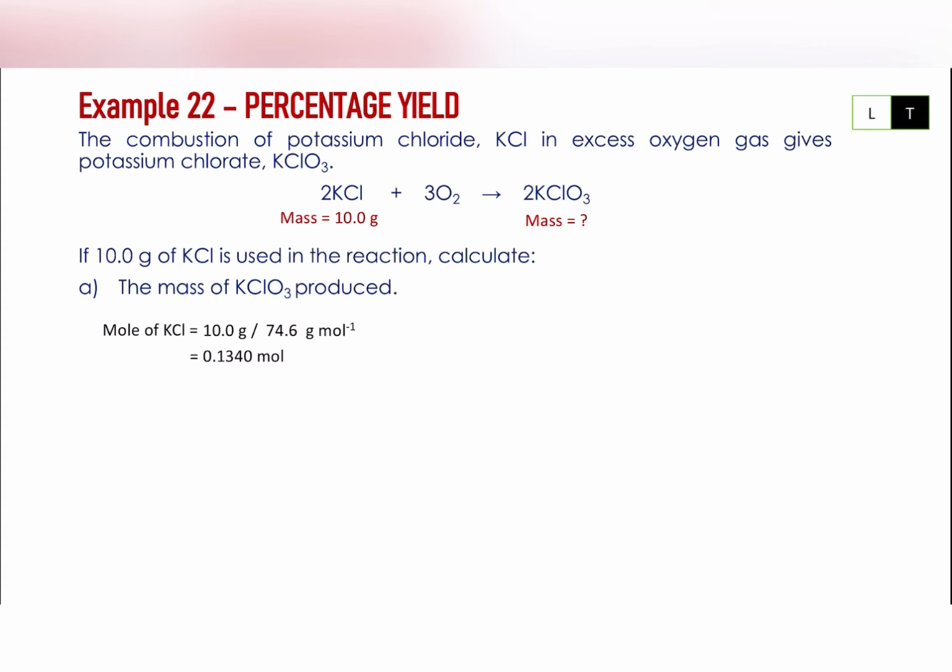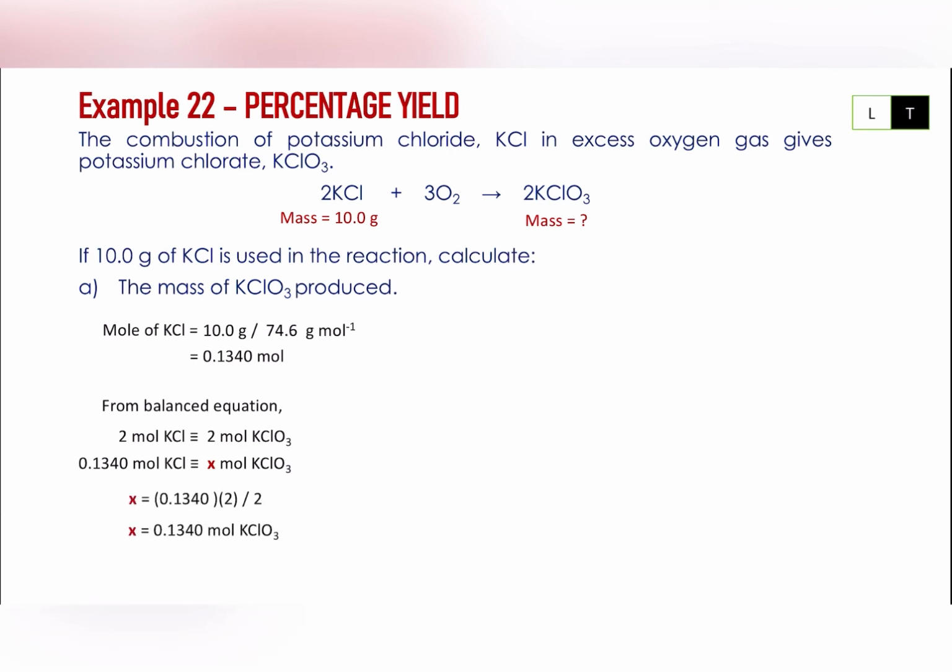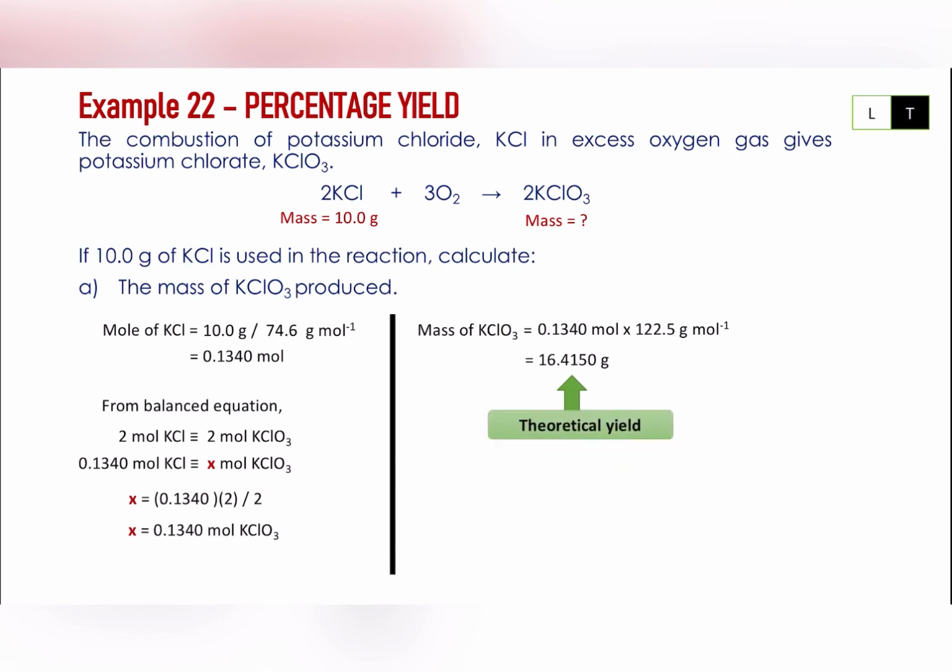You got the number of moles for KCl. So I'm going to do my stoichiometry. I will have X mole for KClO3. I rearrange the equation. I will have 0.1340 mole of KClO3. But right now, the question asks you about mass. So the mass of KClO3 is the mole times the molar mass, and you will have 16.4150 gram. So this is the theoretical yield. Why? Because this is the value coming from the stoichiometry here.